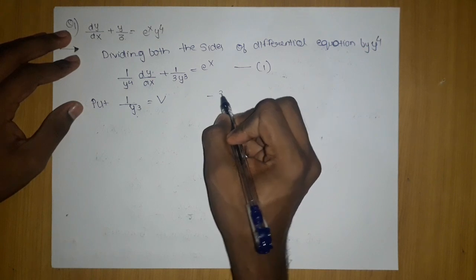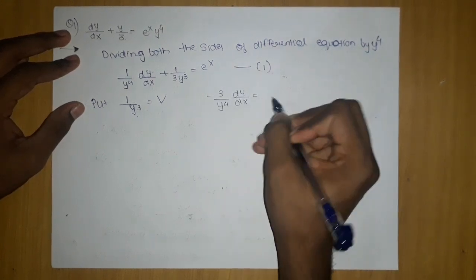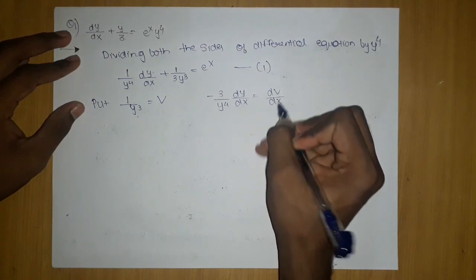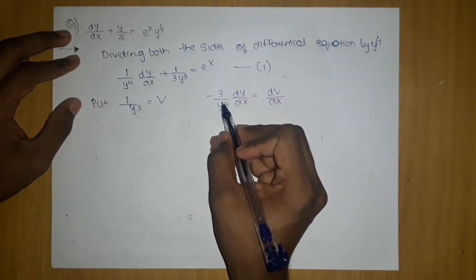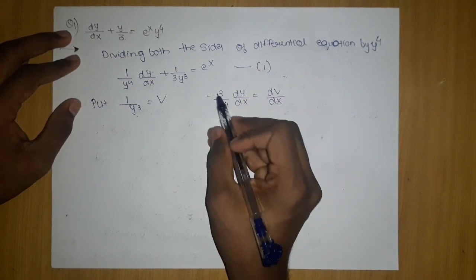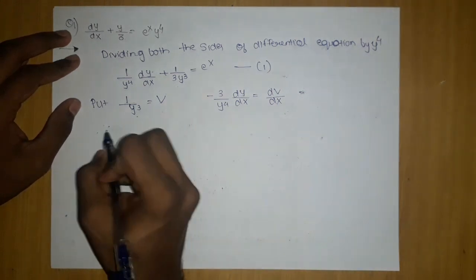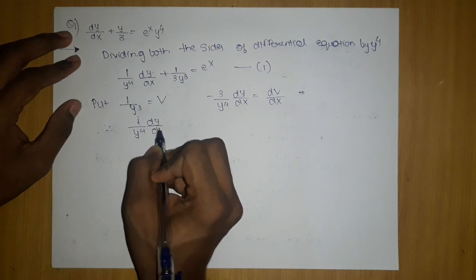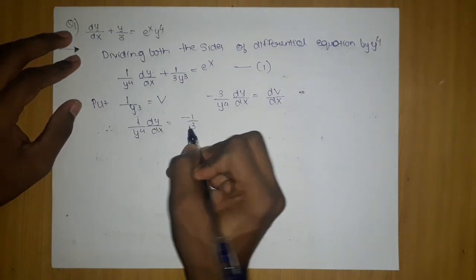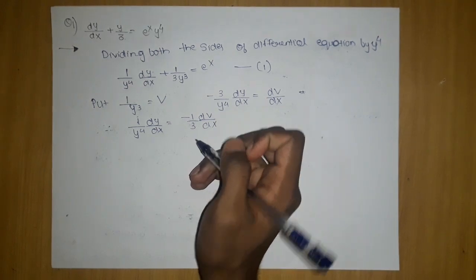What you are going to get: minus 3y by 4 into dy by dx equals dv by dx. You are getting this thing. What you need is 1 by y power 4, so you will shift this minus 3 to that side, which will give you finally 1 by y power 4 into dy by dx is nothing but minus 1 by 3 dv by dx. Right? If I am right, this is very correct.